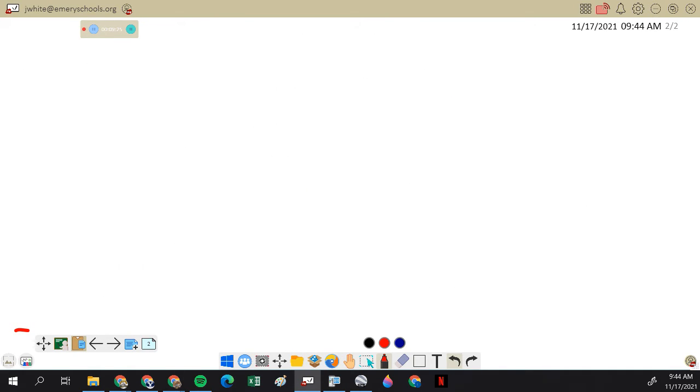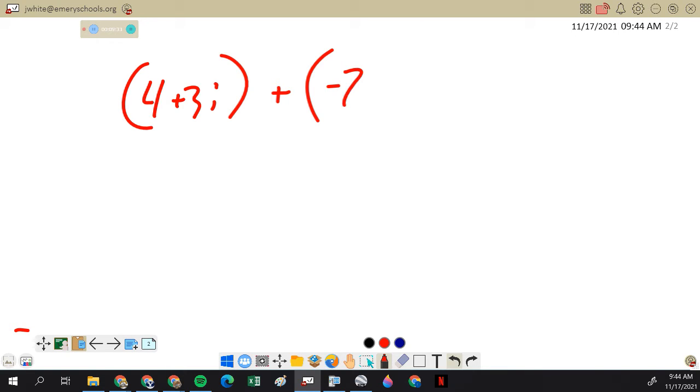What happens when we add imaginary numbers together? So let's say I had 4 plus 3i. That's a complex number. We're going to add that to -7 minus 6i. Well, the real portion can only affect the real portion, and the imaginary portion can only affect the imaginary portion. So this is just like combining like terms.